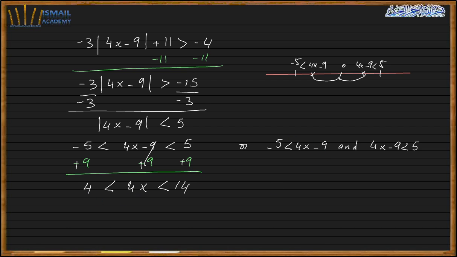Here what I do here, I do the same thing. I add 9 here, and here I add 9. So I will end up having 4 is less than 4x, and 4x is less than 14. Then I divide here by 4, here by 4, and here by 4. Which means that x is less than 7/2 if I simplify, and greater than 1.